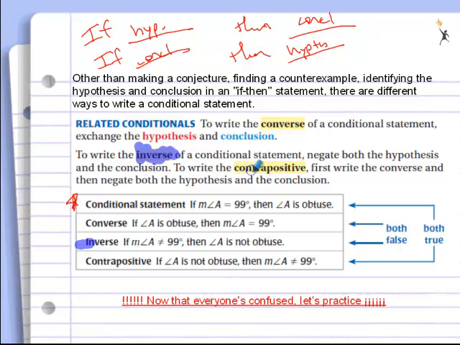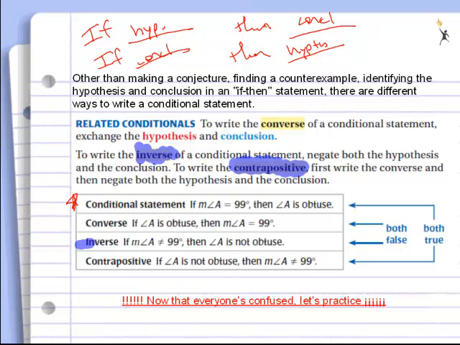Then we deal with something called the contrapositive. And the contrapositive is the exact same thing. It's the negation of, but instead of the conditional statement, it's the converse. So if we take the converse, if angle A is obtuse, then angle A is 99 degrees, and we make it negative. If angle A is not obtuse, then angle A is not 99 degrees.